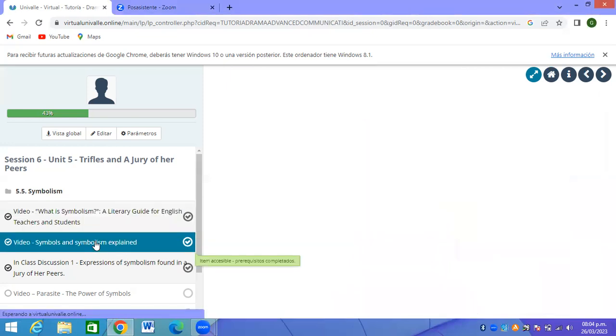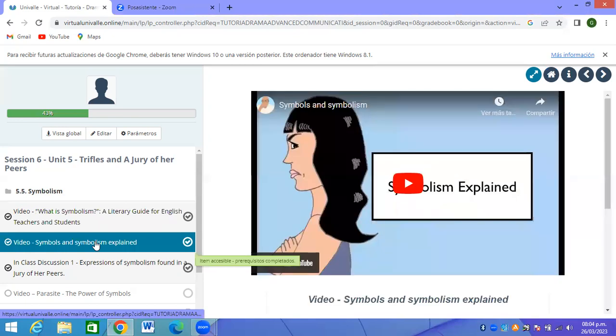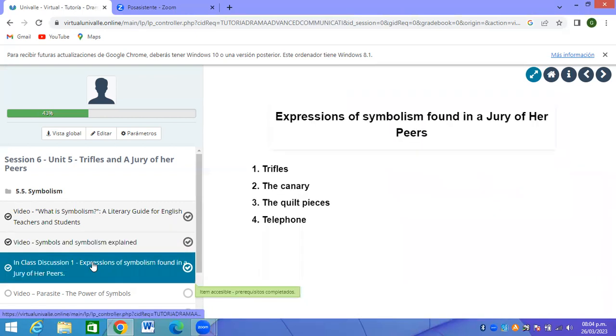In this other video, we have another explanation of the differences and similarities between symbols and symbolisms, but we're not going to watch that. We're going to continue with this. Do you know that in the play Trifles and A Jury of Her Peers, we're mentioning different symbolisms? Even the trifle. Why do we have the trifle here?